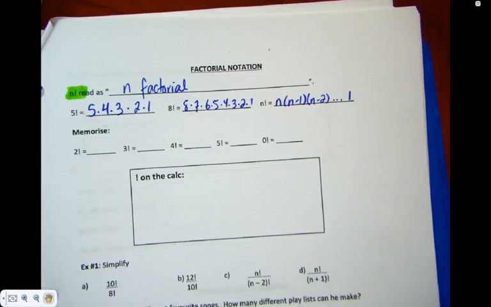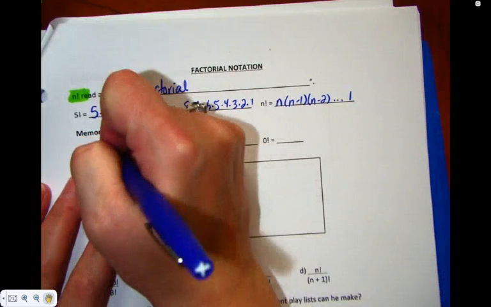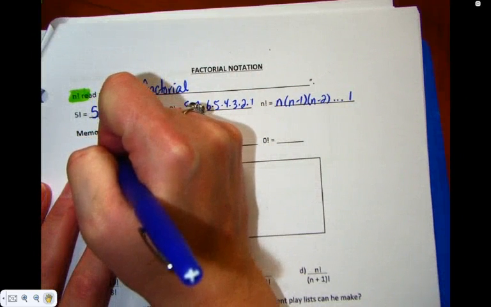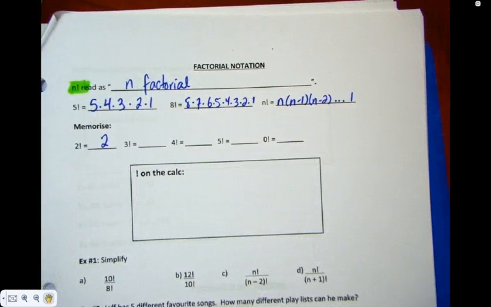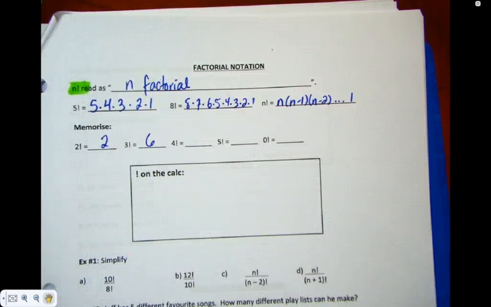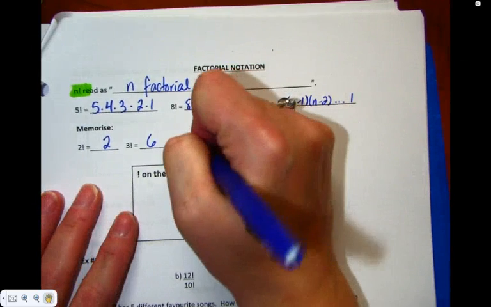Here's the ones you have to memorize. Anything bigger than that would usually be a calc question or there'll be a way to simplify it. So 2 factorial is now 2 times 1. 2 factorial equals? Not a trick question. 2, yay! 3 factorial would be 3 times 2 times 1. 4 factorial would be 4 times 3 times 2 times 1, 24.